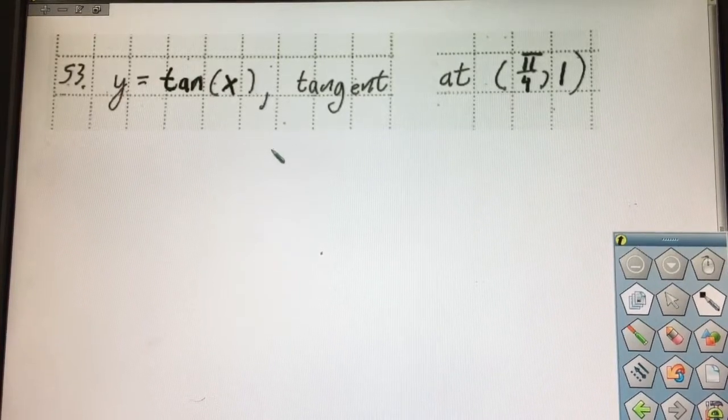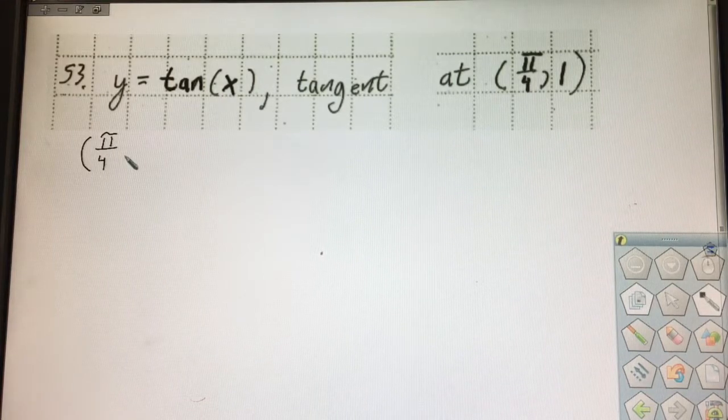Same idea. I want to write the equation of a tangent line at the point pi over 4, comma 1. That's my x value, and this is my y value, 1. And now I need a slope. Now there are 3 ideas in calculus: limits, which are closeness; antiderivatives, which are area under a curve; and derivatives, which are slope.